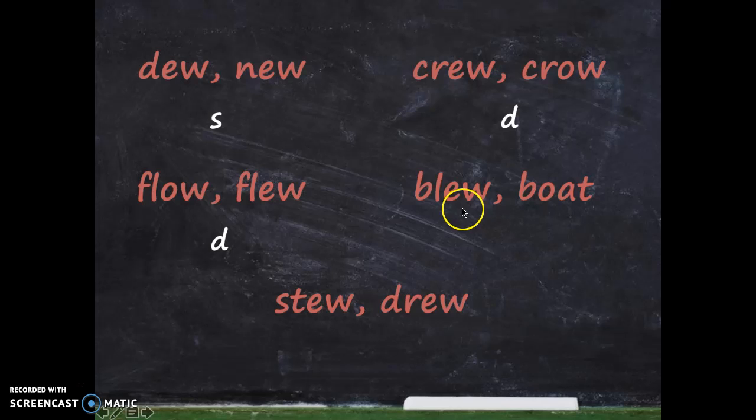The next pair of words I have is blue and boat. I hear OO and O in that vowel pair. Are those the same or are those different? Those are different. And lastly, I have the words stew, st-OO, and drew, dr-OO. I hear the same OO sound in both of those words. You guys did a great job.